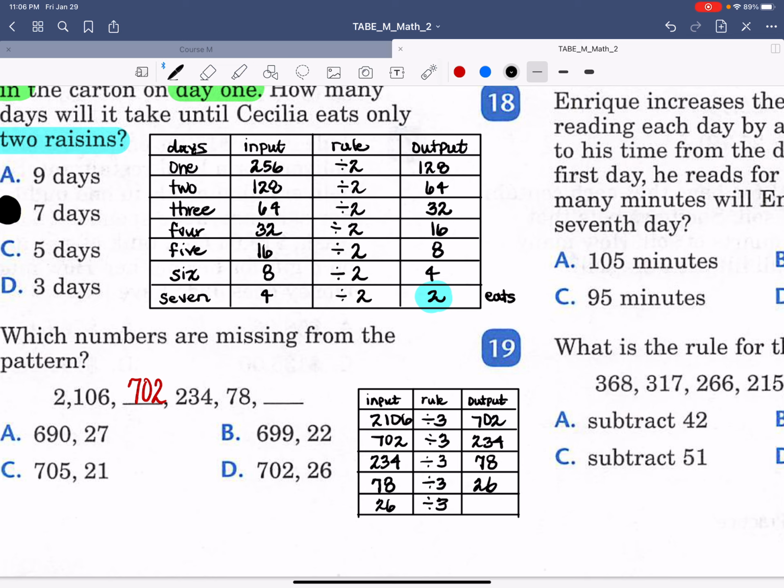78 divided by 3 is 26. This is a little unusual. 26 divided by 3 is 8.66, repeating. It's okay, don't worry about it. We have what we need here. We need the 702 and the 26. You can absolutely have fractions and decimals in patterns, so don't let that disturb you at all.